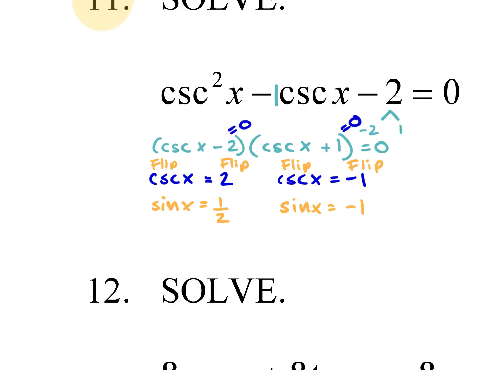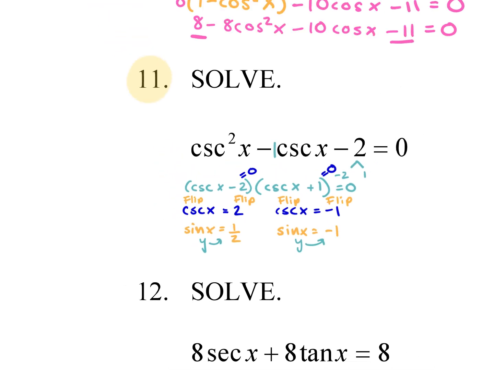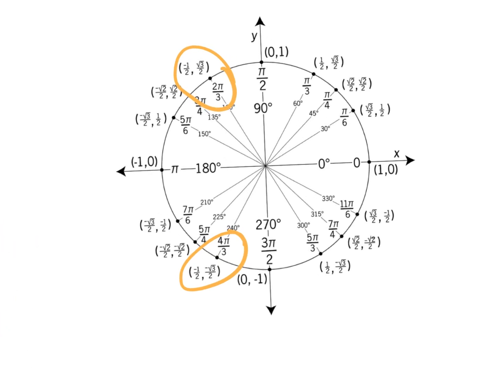Sine tells us we look at what value on our unit circle? The y value. So I want to see, where is my y 1/2 and where is y negative 1? Let's see. Here's our unit circle. So where do we have a y value of 1/2?